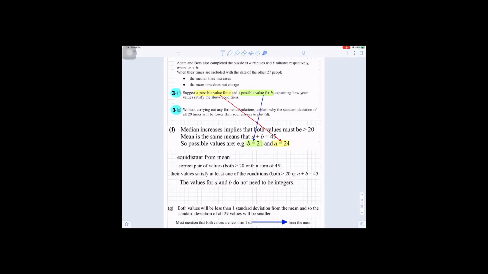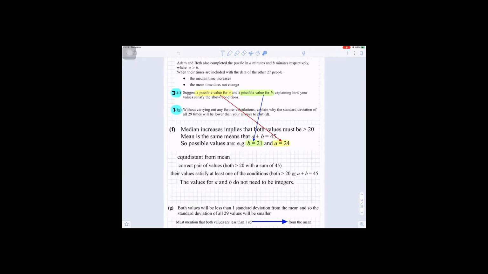Equidistant from the mean, or a correct pair of values, both bigger than 20 with a sum of 45. Or their values satisfy at least one of the conditions: bigger than 20, and they add up to 45. And note, the values of A and B do not need to be integers.